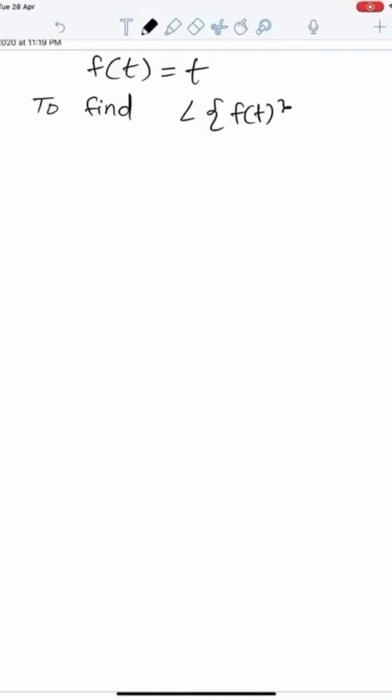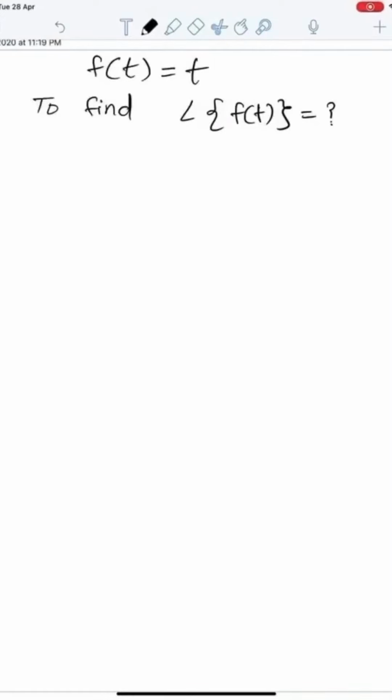In this video, we'll be solving the Laplace transform of the function f of t equals t. Our given function is f of t equals t. So the given question is to find the Laplace transform of this function f of t.